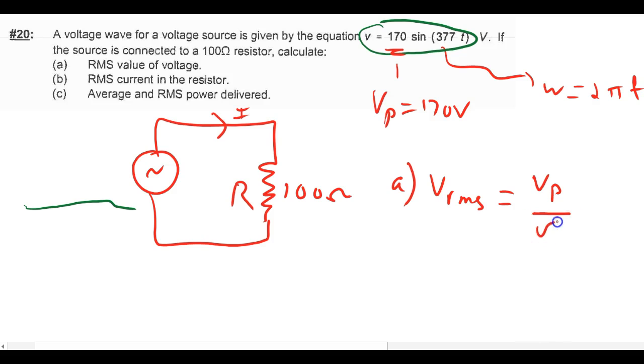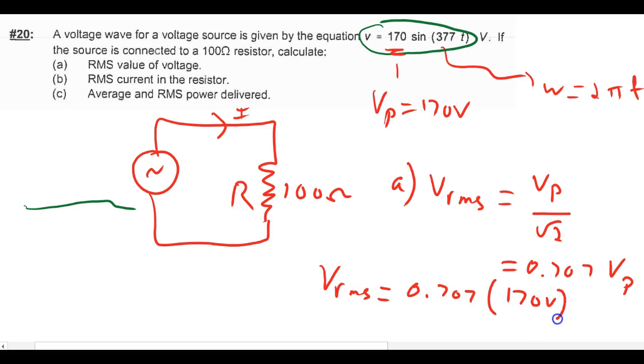value divided by the square root of 2, which says 0.707 times the peak value. So V RMS is equal to 0.707 multiplied by 170 volts, and that gives us approximately 120 volts RMS. So our voltage source over here then, 120 volts.